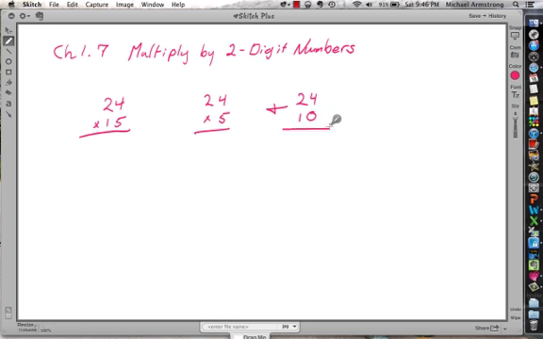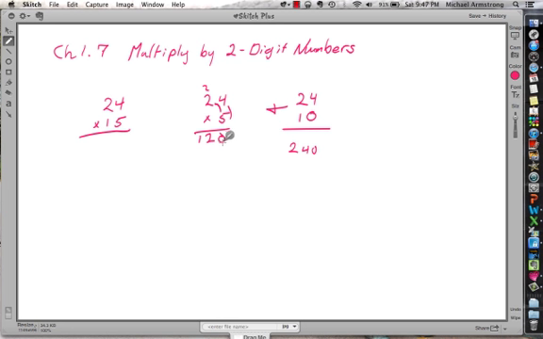You've been learning how to do that in your head. This one's easy. It's 240. 24 times 10 is 240. This one is not so easy, but you've learned the pattern. 5 times 4 is 20. 5 times 2 is 10. 12 ends up being 120.